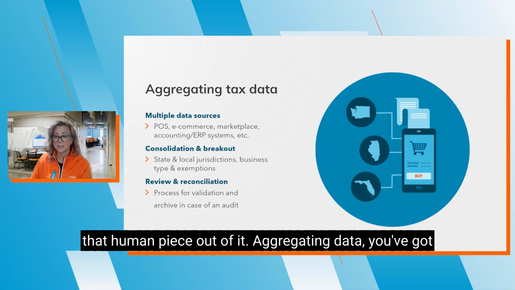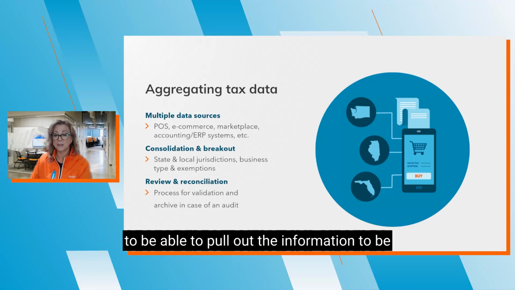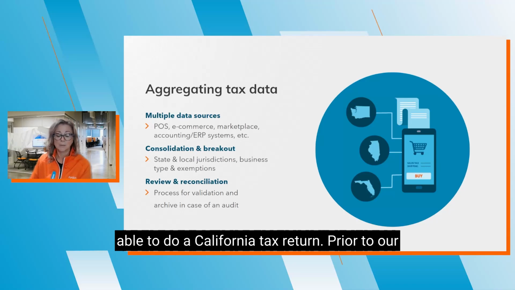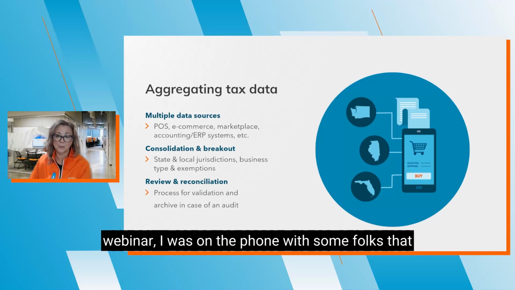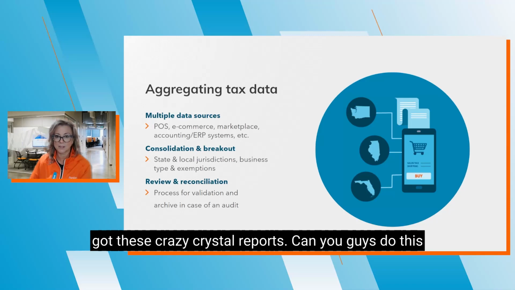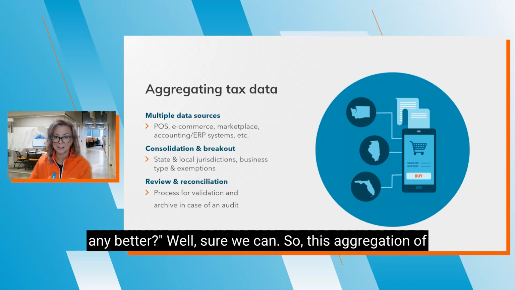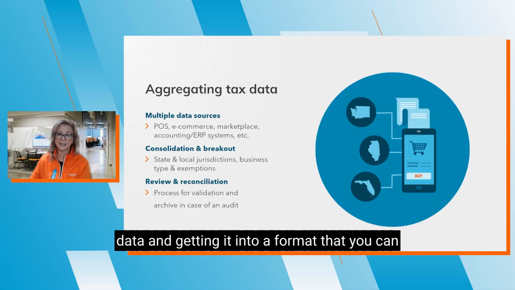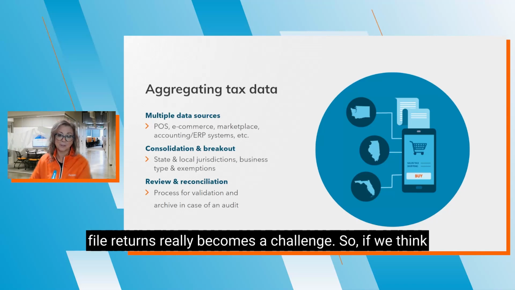Aggregating data, you've got to be able to pull out the information to be able to do a California tax return. Prior to our webinar, I was on the phone with some folks that said, hey, I've got to do this California return. I've got these crazy Crystal Reports. Can you guys do this any better? Well, sure we can.